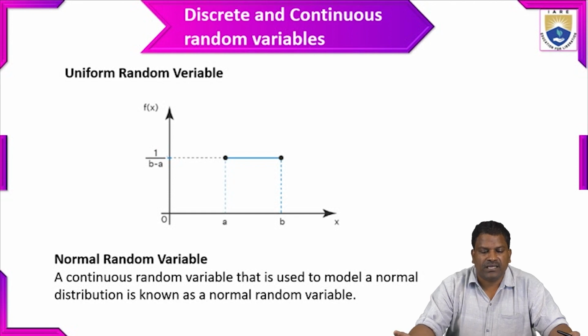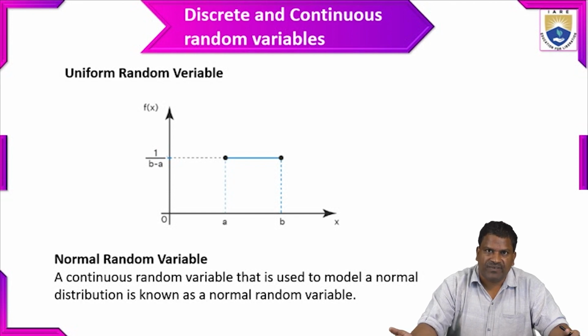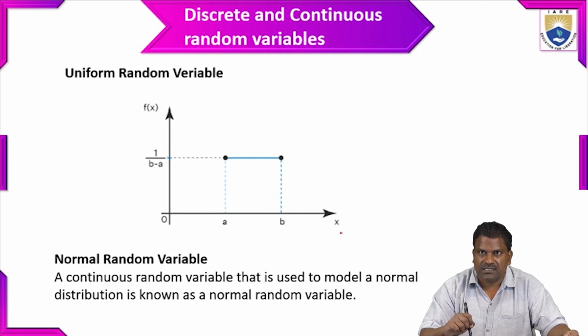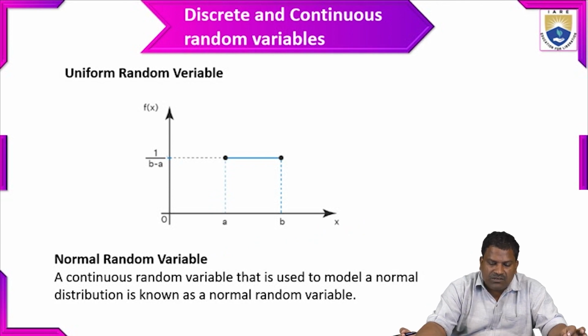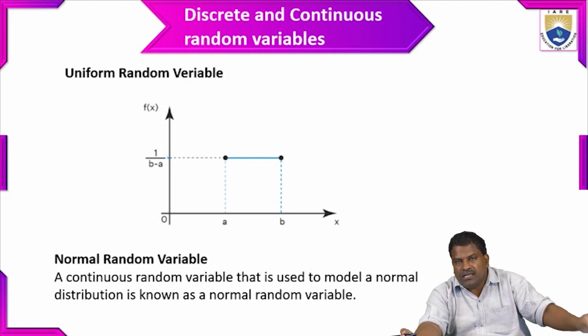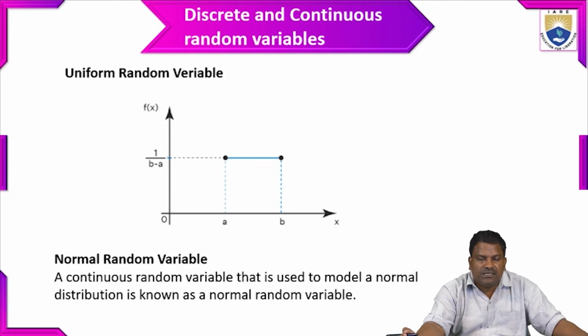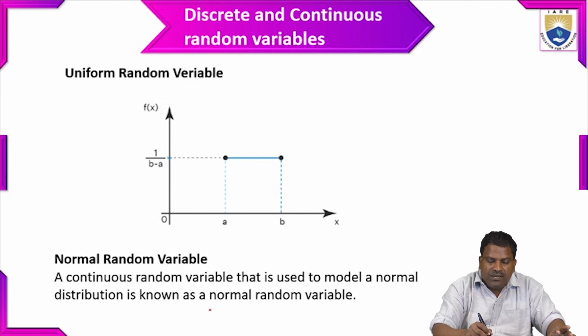Once again, let us see uniform random variable. As well, it can be understood from this graph. Uniformly we are taking on both x-axis and y-axis. Normal random variable: a continuous random variable that is used to model a normal distribution is known as a normal random variable.